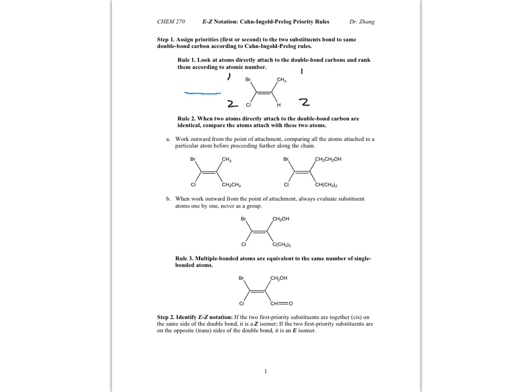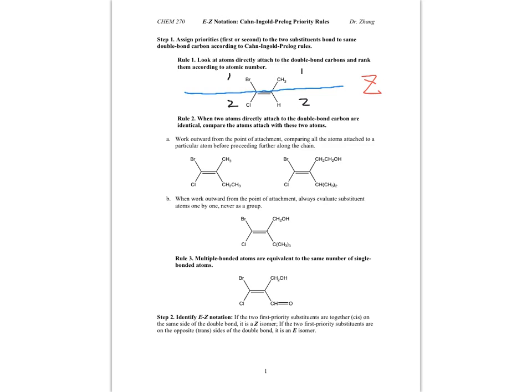along the carbon-carbon double bond. Okay? If the high priority groups are both on the same side, look at step number 2, how to identify E and Z notation. If the two first priority substituents are together, or on the same side of the double bond, it is a Z isomer. If the two first priority substituents are on opposite sides of the double bond, it is an E isomer. For this case, this is a Z isomer.